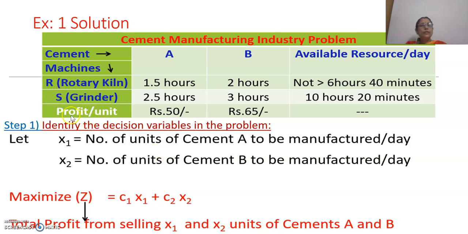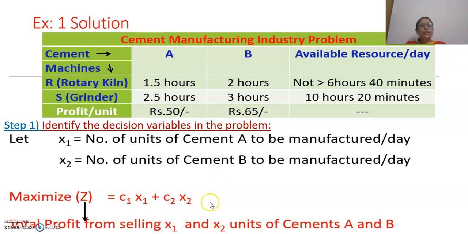So the objective function is maximization, because the hint here is that profit per unit is given to us, meaning that we need to maximize the profit by selling x1 units of A per day and x2 units of B per day. So our objective function is going to be maximization of Z equals C1 x1 plus C2 x2, where C1 indicates the unit profit by selling 1 unit of A, which is rupees 50, and C2 indicates the per unit profit of selling 1 unit of B, which is 65 rupees given in the problem.